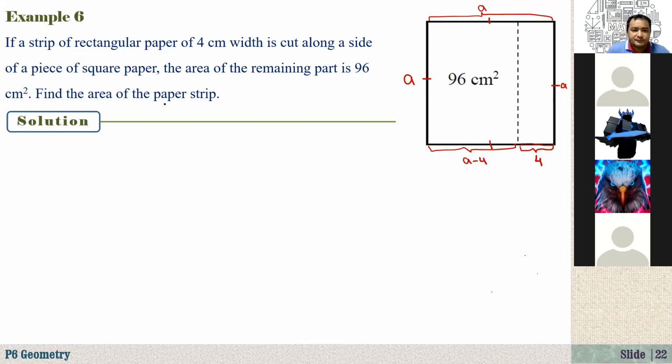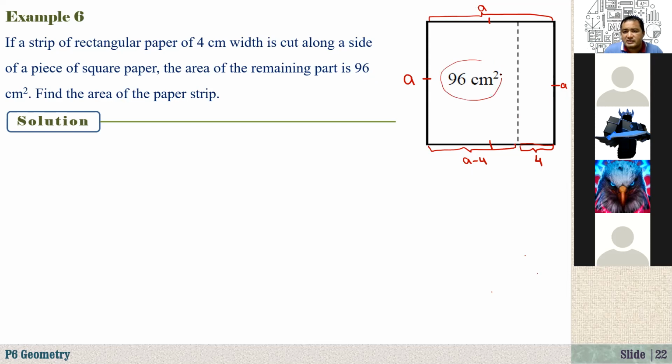So what is the question here? If a strip of rectangular paper of 4 centimeters width is cut along a side of a piece of square paper, the area of the remaining part is 96 centimeters squared. Find the area of the paper strip. To answer this question, I need to know the value of A. How can I know that?